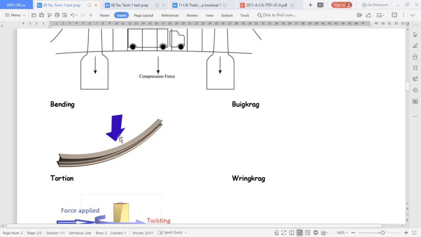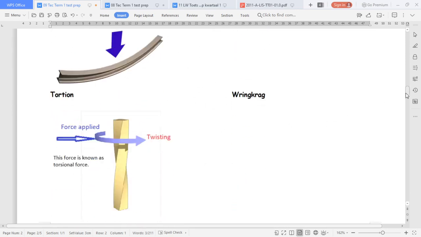So ons het 'n krag wat afgaan en twee kragte wat aan die kant opgaan, sodat hy net in die middel buig. Okay.